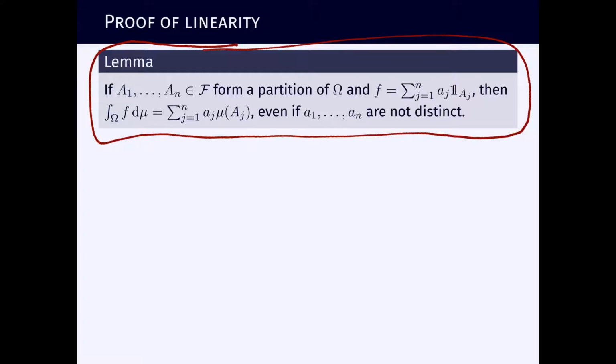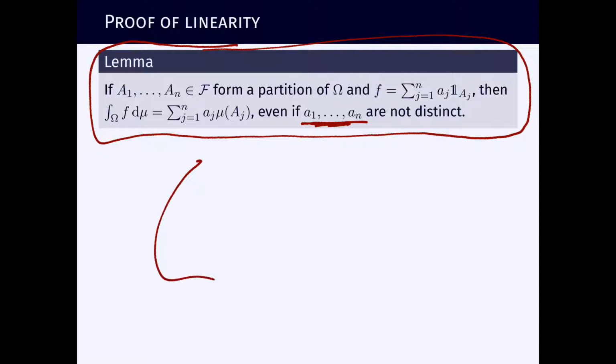What we have seen already is that when we write a function f as a sum of numbers multiplied by indicator functions of sets that form a partition, and these are distinct numbers, then its integral is given by summing over all indices j the product of this little number by the measure of the set here. And now the lemma is the following. This is still true without assuming that these a's are distinct. And that's a very simple and immediate property, but we'll use it in the proof of linearity.